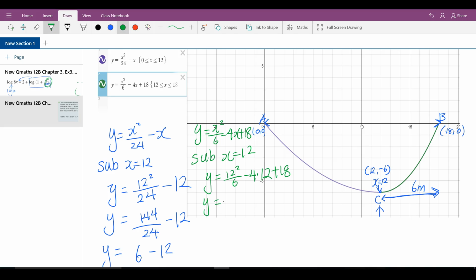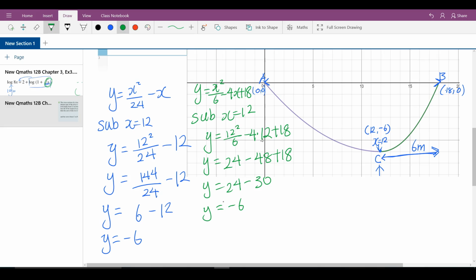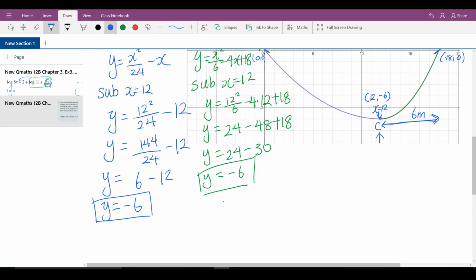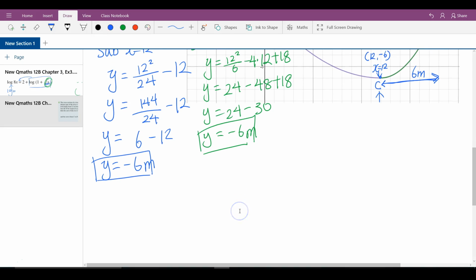So y is equal to 12 squared divided by 6. That gives us 24, minus 48, right? 4 times 12 is 48. Plus 18. So that is the same as 24 minus 30, which gives you negative 6. So both tell us the y coordinate at x equals 12 is negative 6. So finally we can answer the question. Remember, meter, your unit, very important.